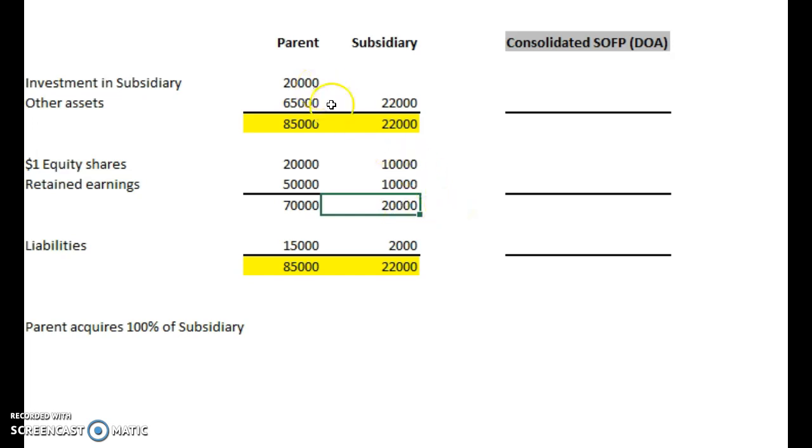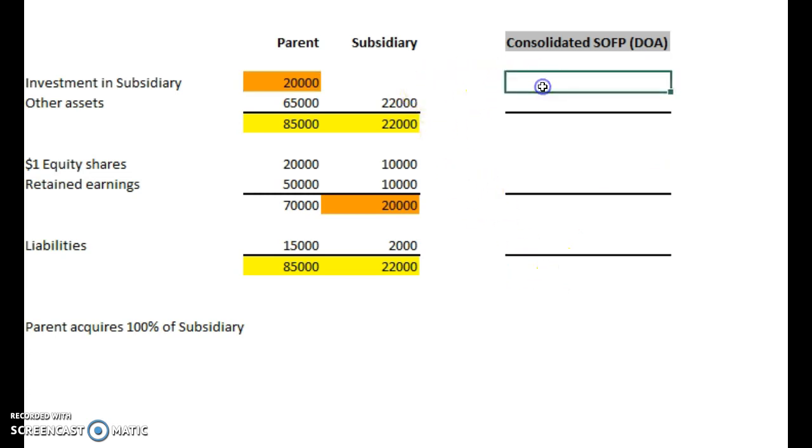20,000 is the total of their equity shares, $1 apiece, and 10,000 in retained earnings, total of 20. So their total equity is 20,000, and that's what the parent would have to pay to acquire 100% of the business. So those two are related.